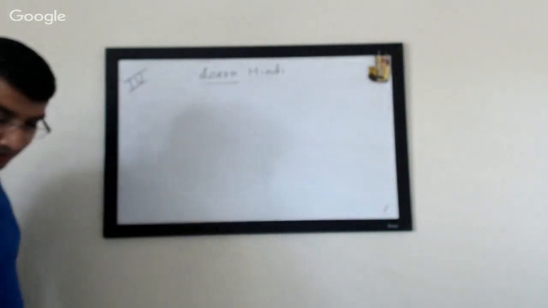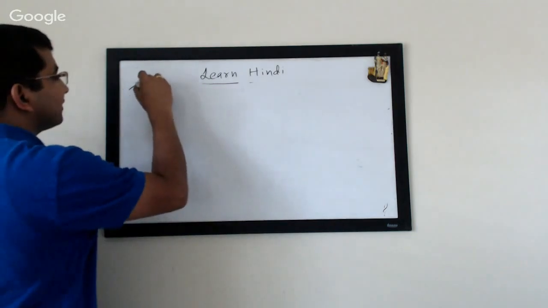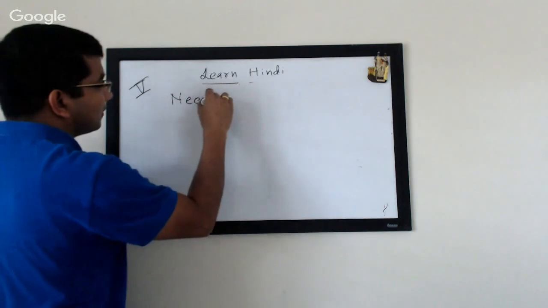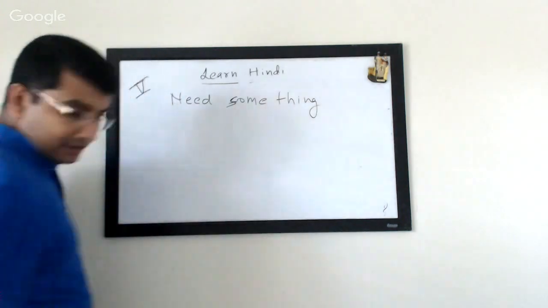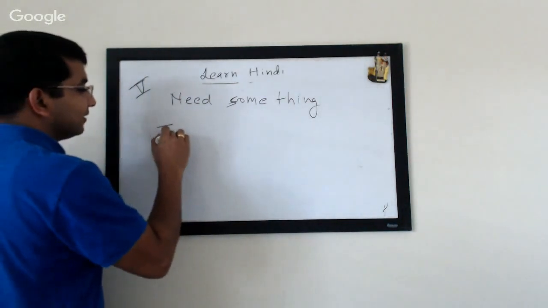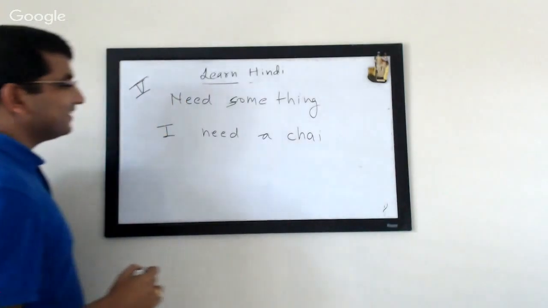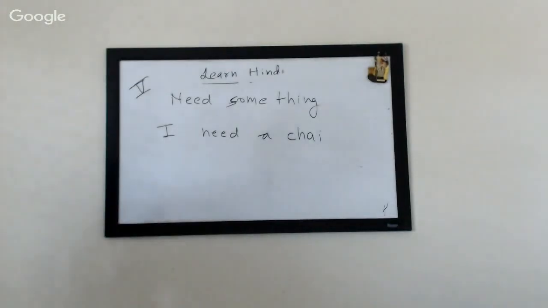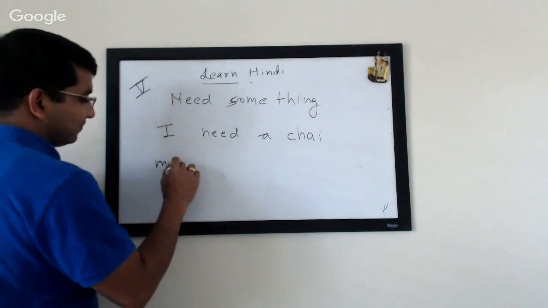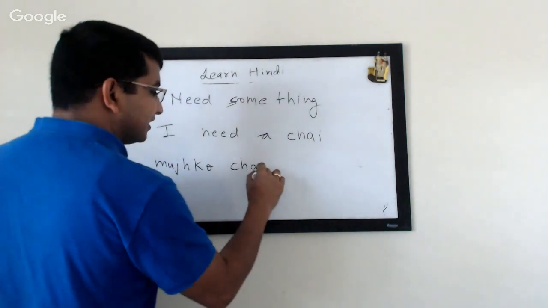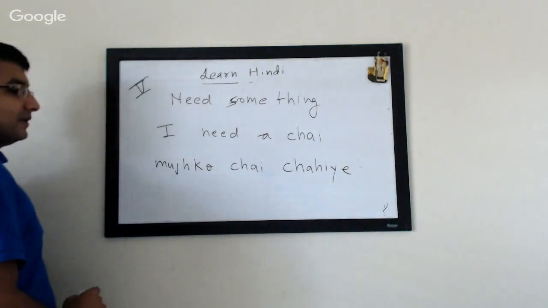So now the next survival skill is when you need help when you're in a train station, right? Or you need something. So first thing is, let's say my favorite, I need a chai, right? And then we'll see if that can be reused in other places. So this would be मुझको चाय चाहिए. मुझको चाय चाहिए.